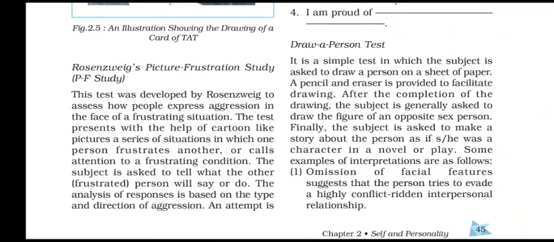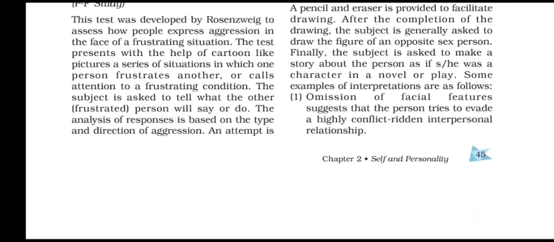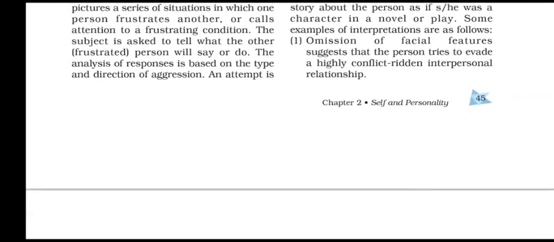Draw a person test. It is a simple test in which the subject is asked to draw a person on a sheet of paper. A pencil and eraser are provided to facilitate drawing. After the completion of this drawing, the subject is generally asked to draw the figure of an opposite sex person. Finally, the subject is asked to make a story about the person as if she or he was a character in a novel or play. Some examples of interpretation are as follows.